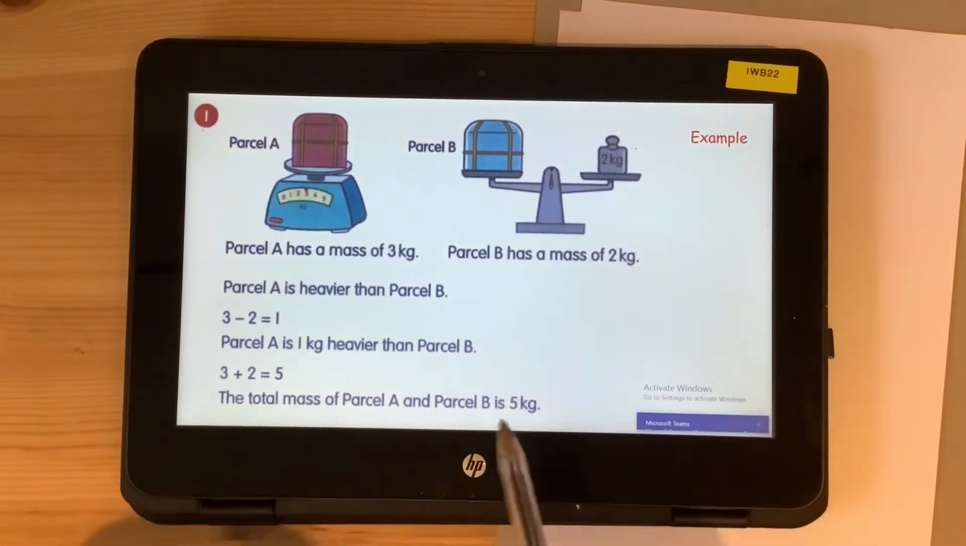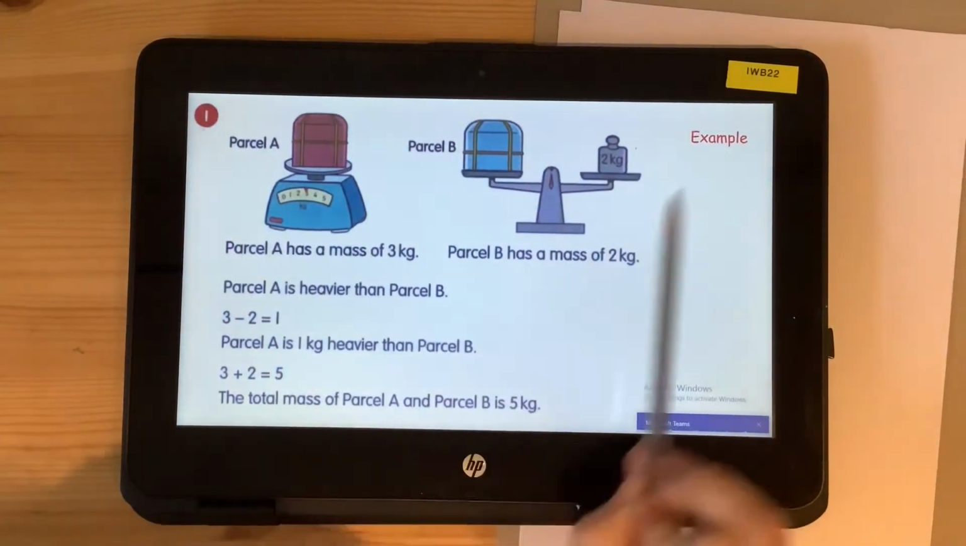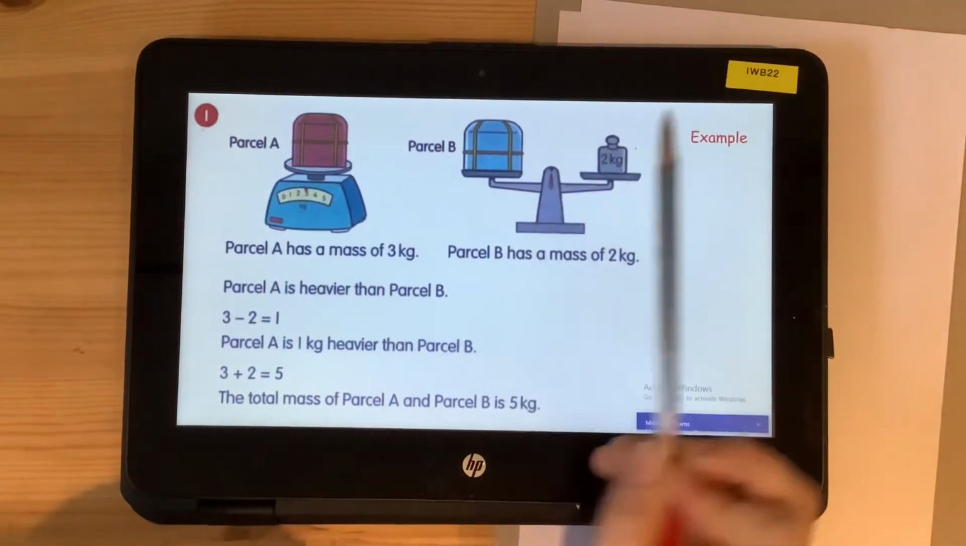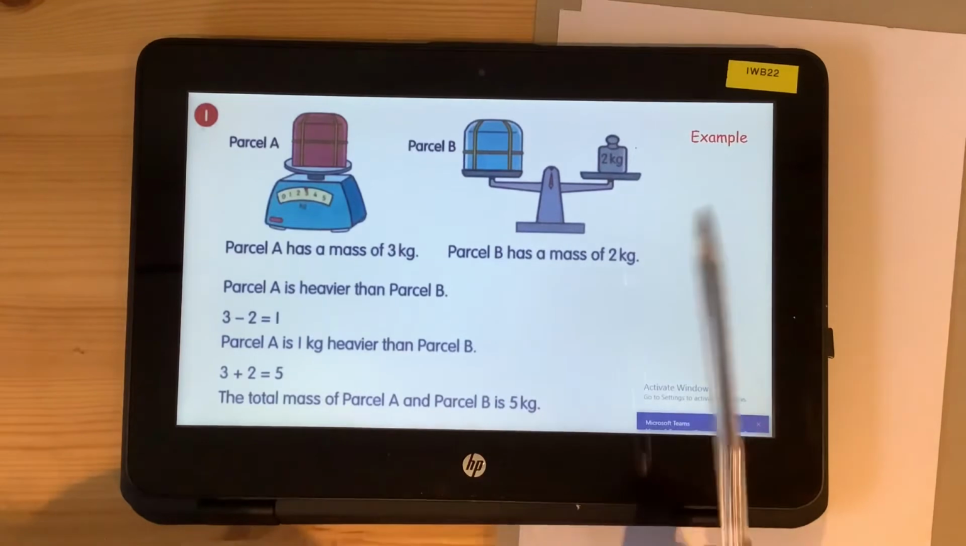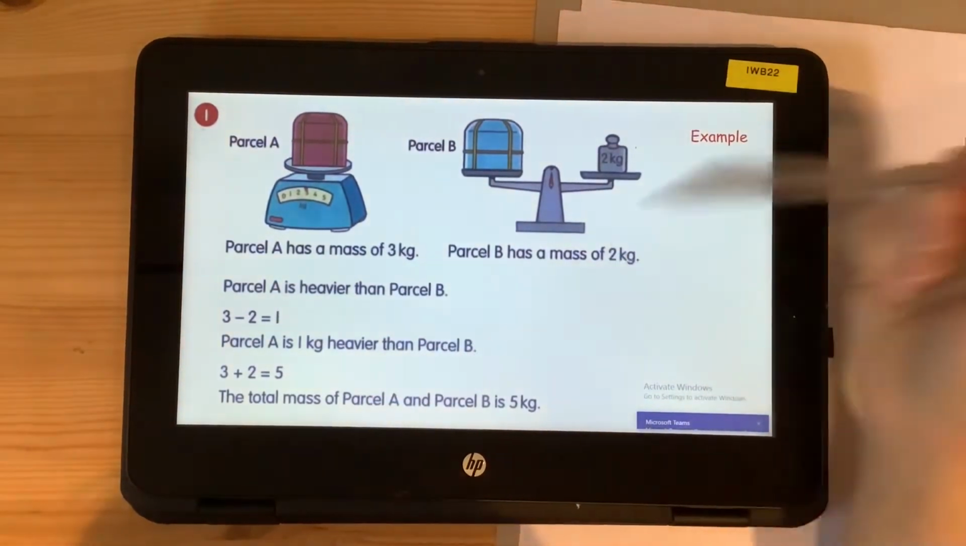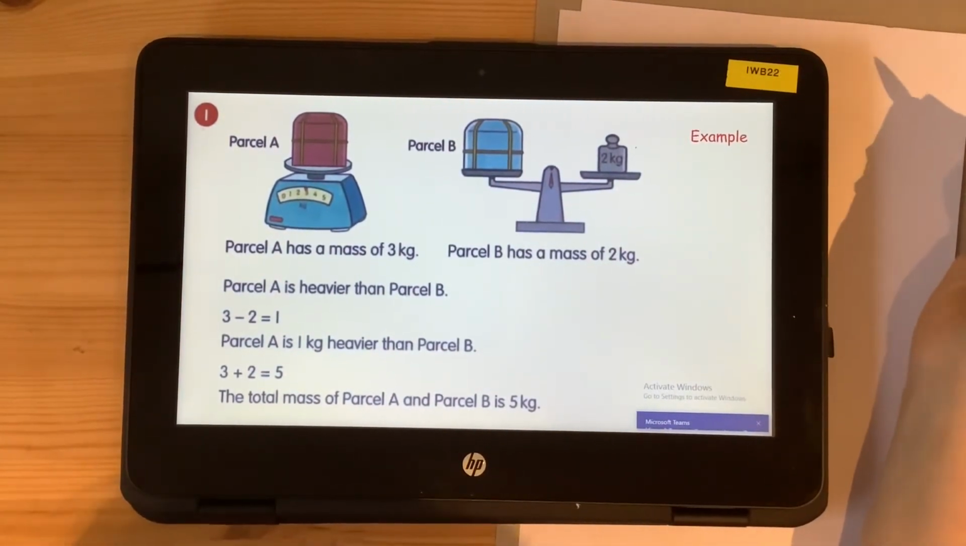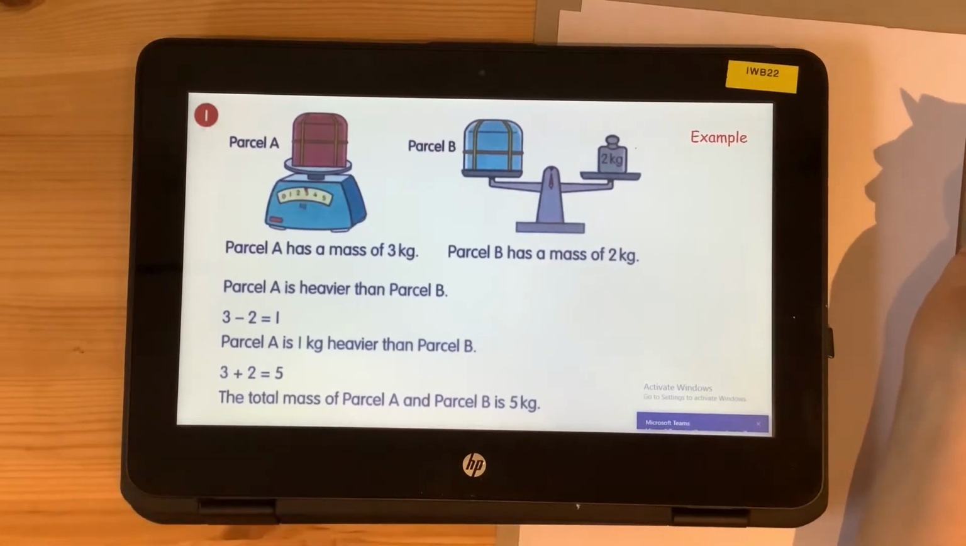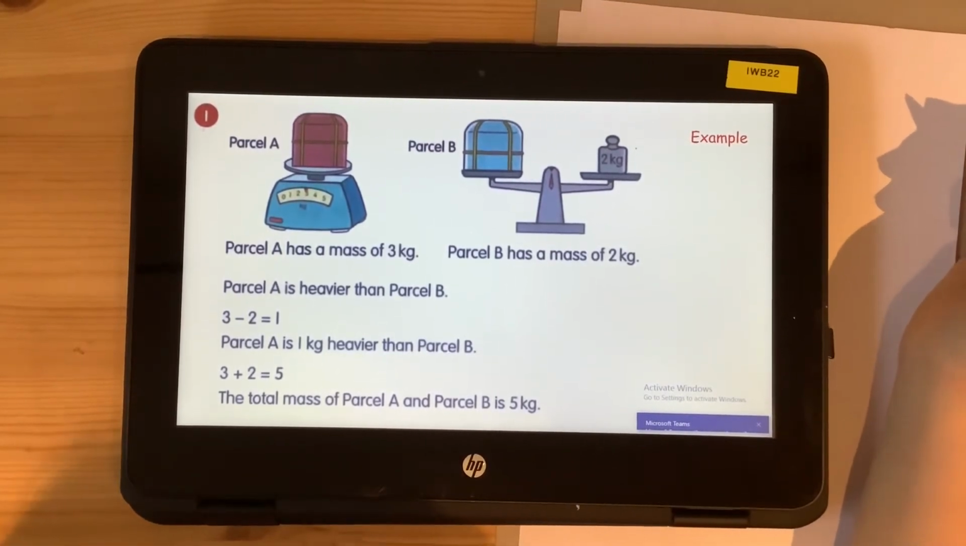If we were to work out the total mass of both objects, we would have to add their masses together. We would have to add 3 kilograms to 2 kilograms, which gives us a total of 5. So that means the total mass of parcel A and B together is 5 kilograms.